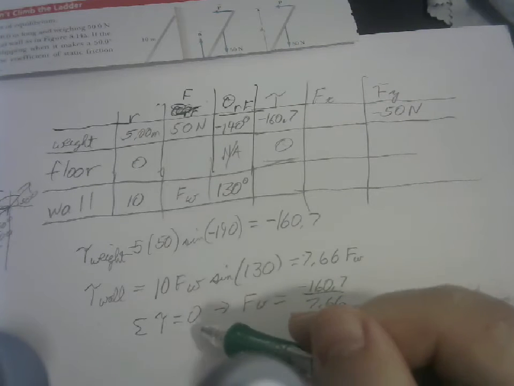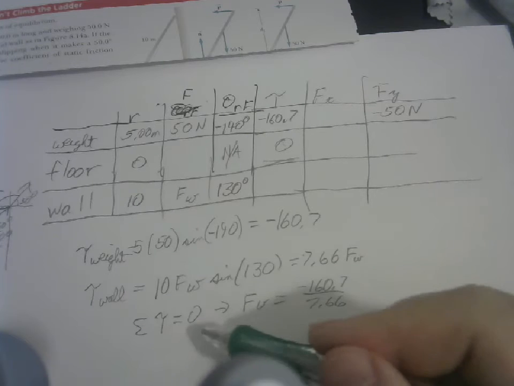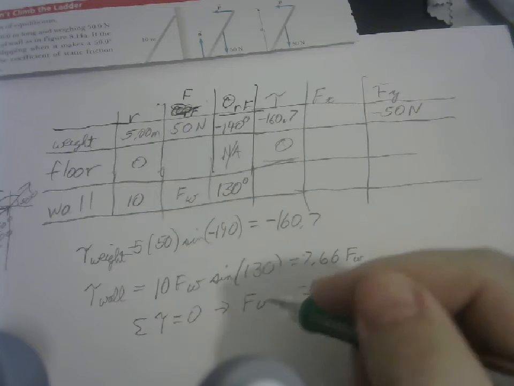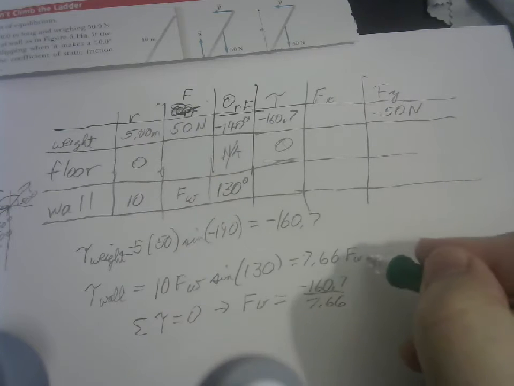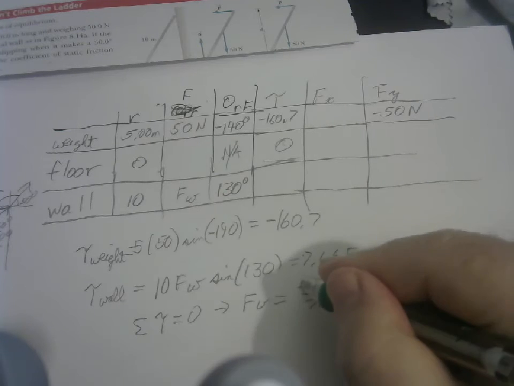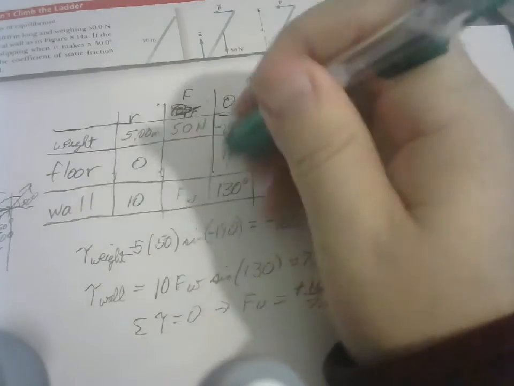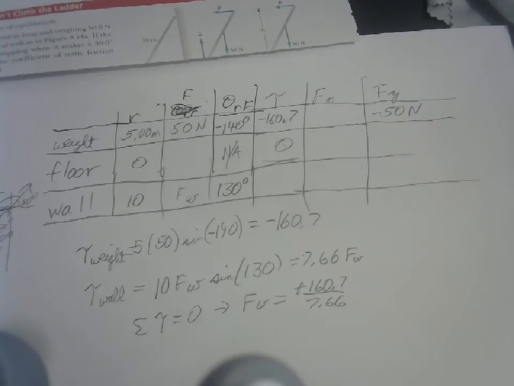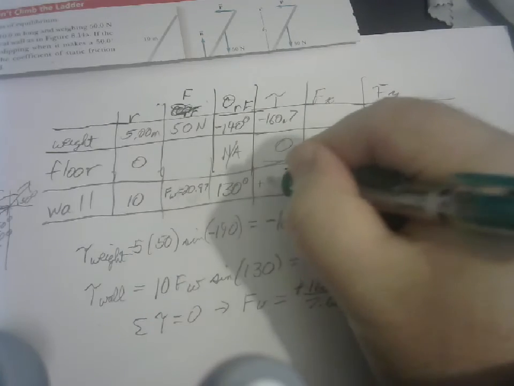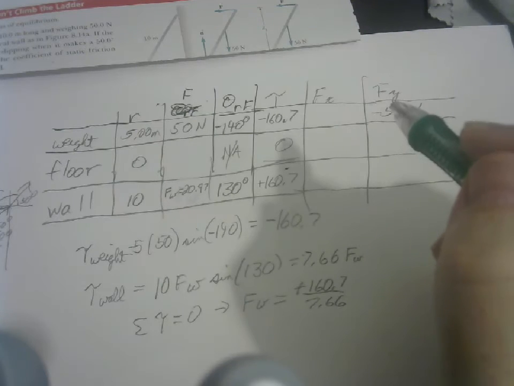adding those together, we see that the torque of the weight plus the torque of the wall is going to be 0. So 7.66 F sub W minus 160.7 equals 0. And when we solve that, we get a force of the wall of 20.97. So everything works out. The force of the wall is 20.97. The torques add up to 0.